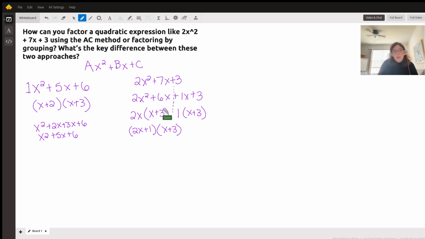So remember, you can do the AC method, make it really, really quick and simple, only when the leading coefficient is 1. If it is anything besides 1, you do the AC method to split the b, and then factoring by grouping to finish off the expression.